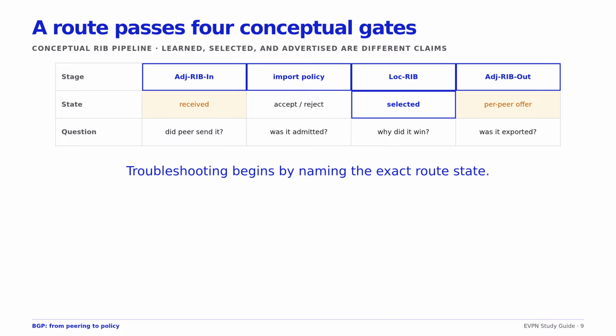A route can be received and rejected, accepted but not selected, selected but not exported, or exported and later withdrawn. Never say merely that BGP has the route. Name whether it was received, admitted, selected, installed, or advertised, and cite the command that proves that stage.